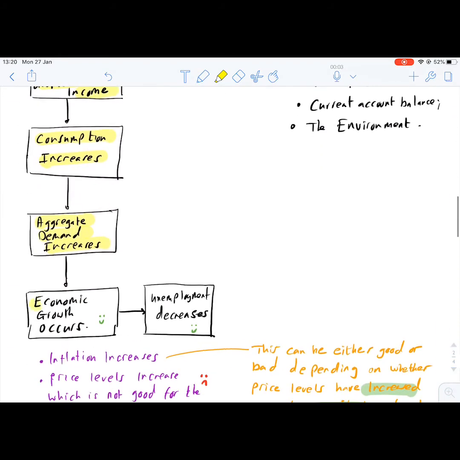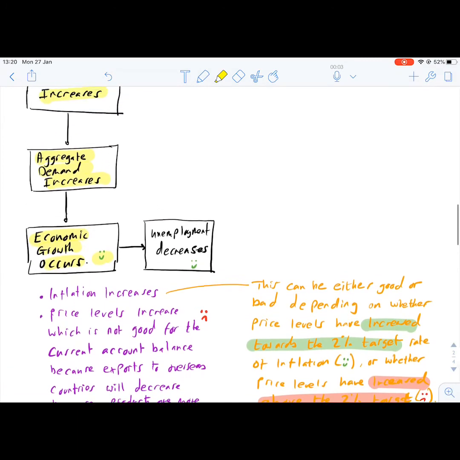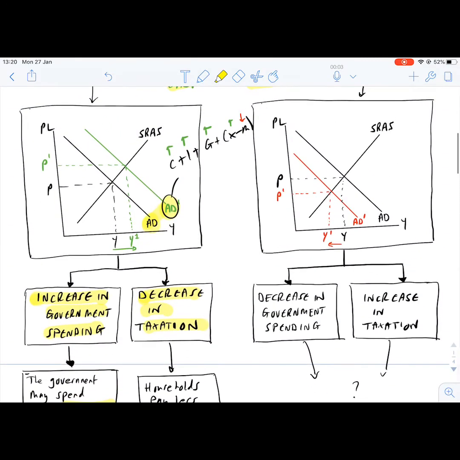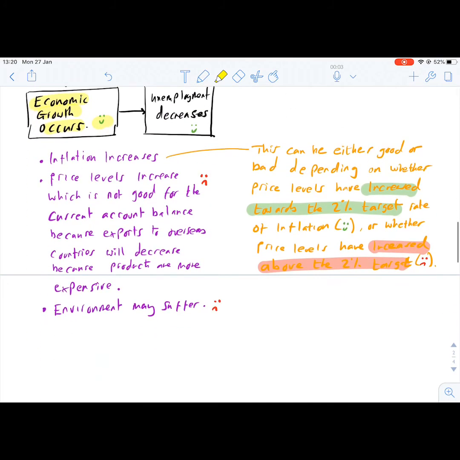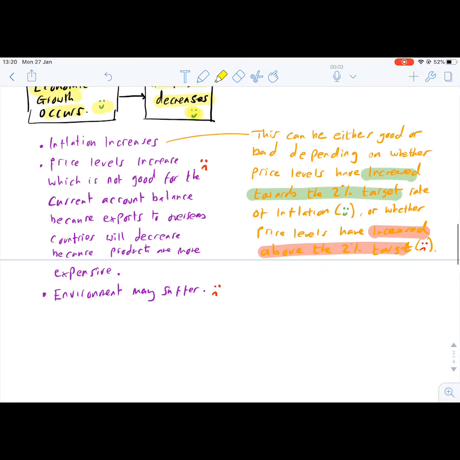And as a result, economic growth occurs, which is positive for the economy. And you can see here from Y to Y2, we have actual short-run economic growth. As a result, unemployment decreases because the economy is producing more. Firms need more people to make the products, therefore unemployment decreases. This is a positive thing for the economy.